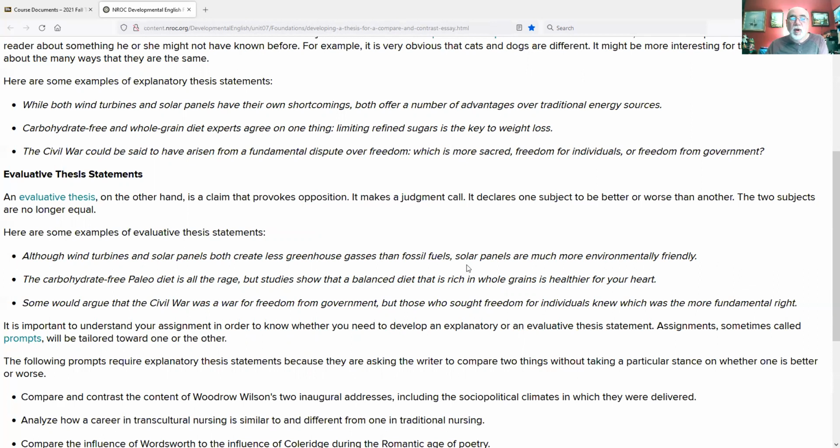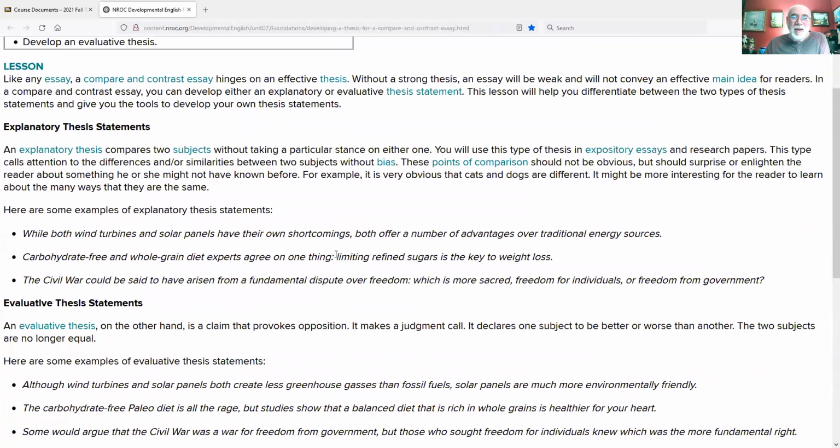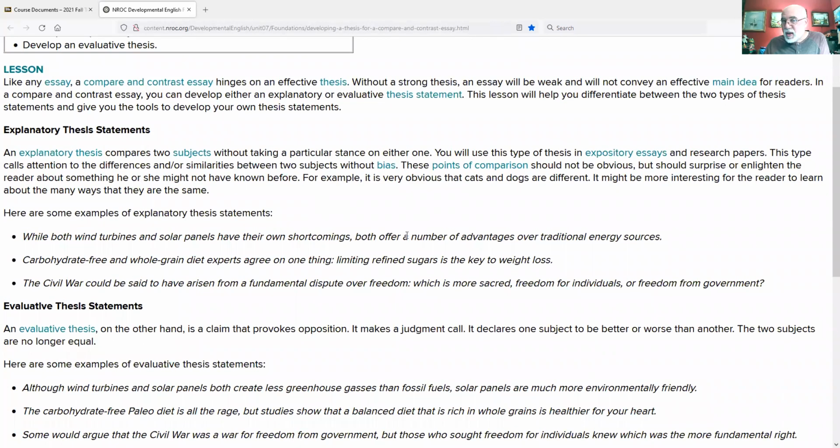So, same here. Or, paleo diet is all the rage, but studies show that a balanced diet that is rich in whole grains is healthier. That can be argued, especially people who are on the paleo diet might argue that, right? Okay, but for this essay, you've done this already.